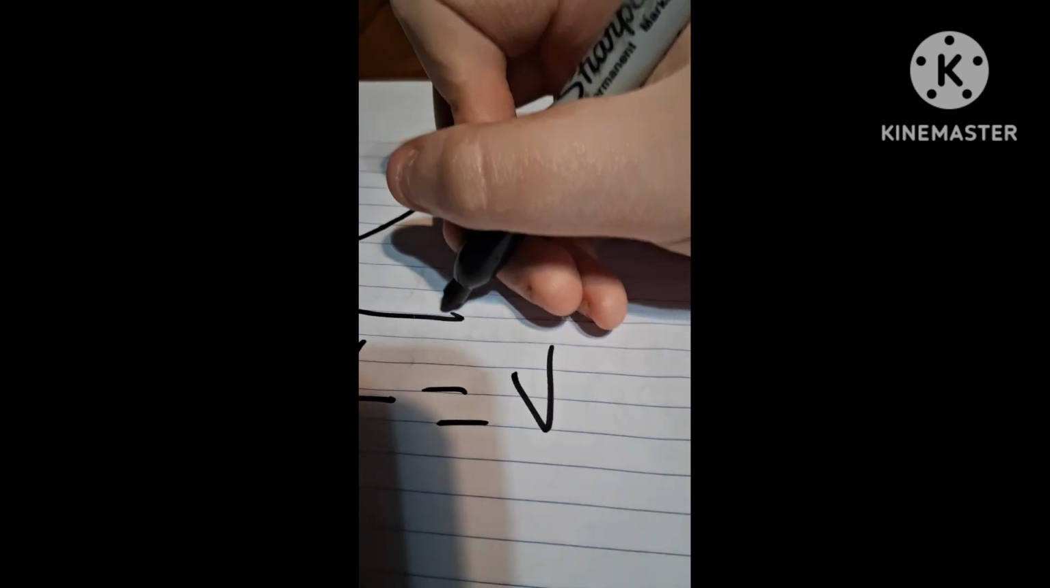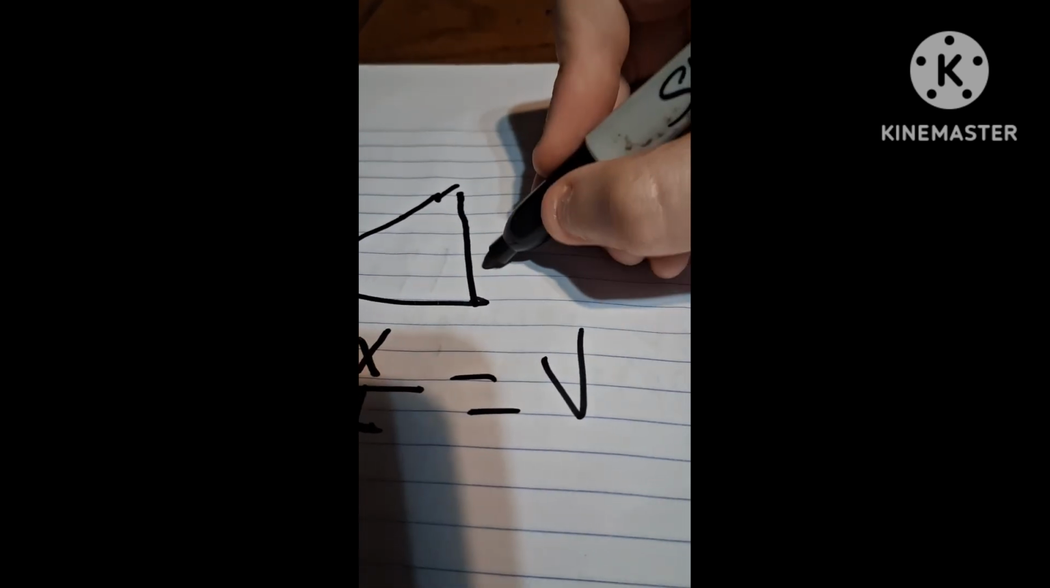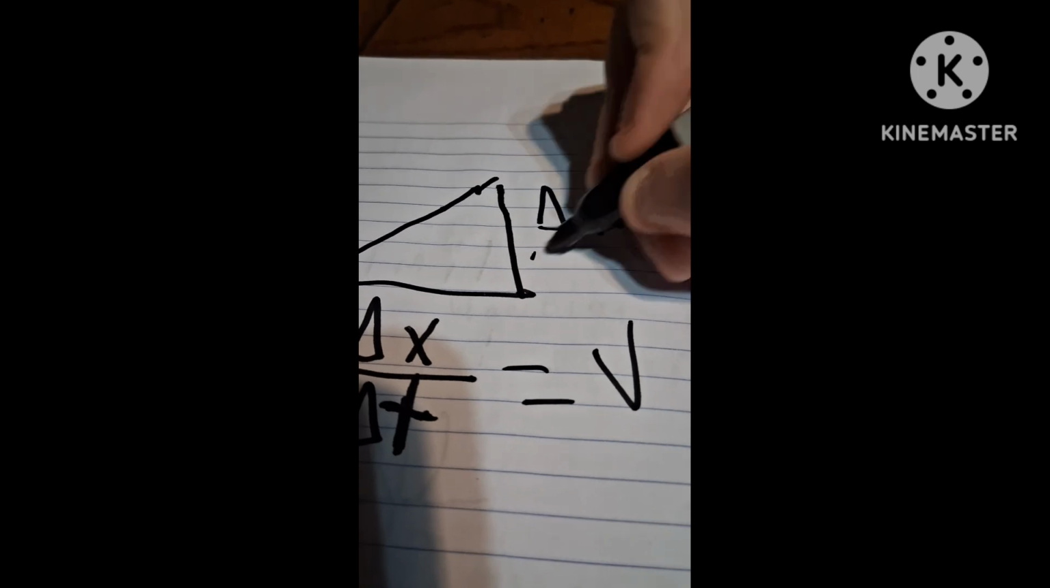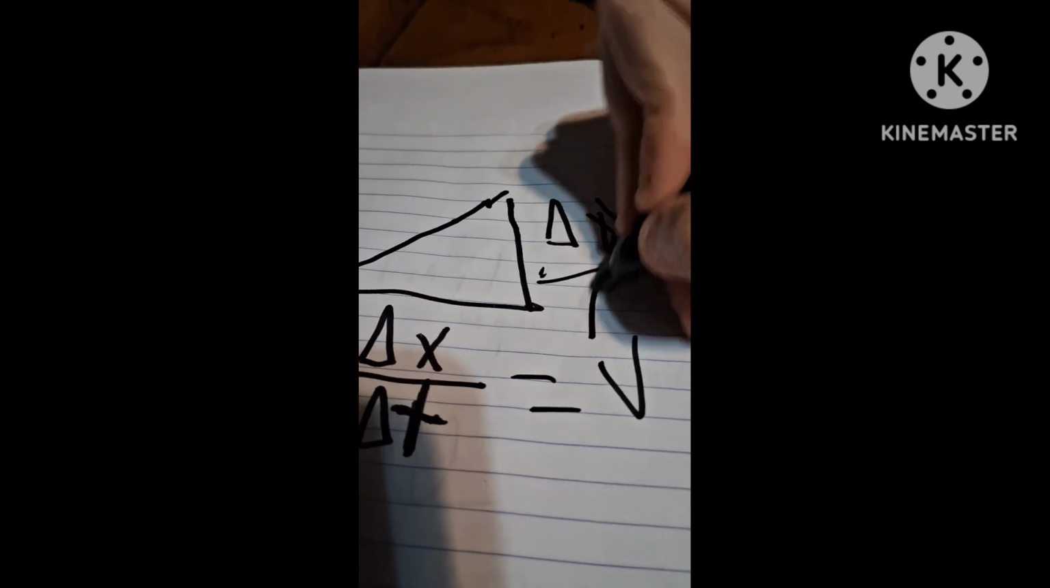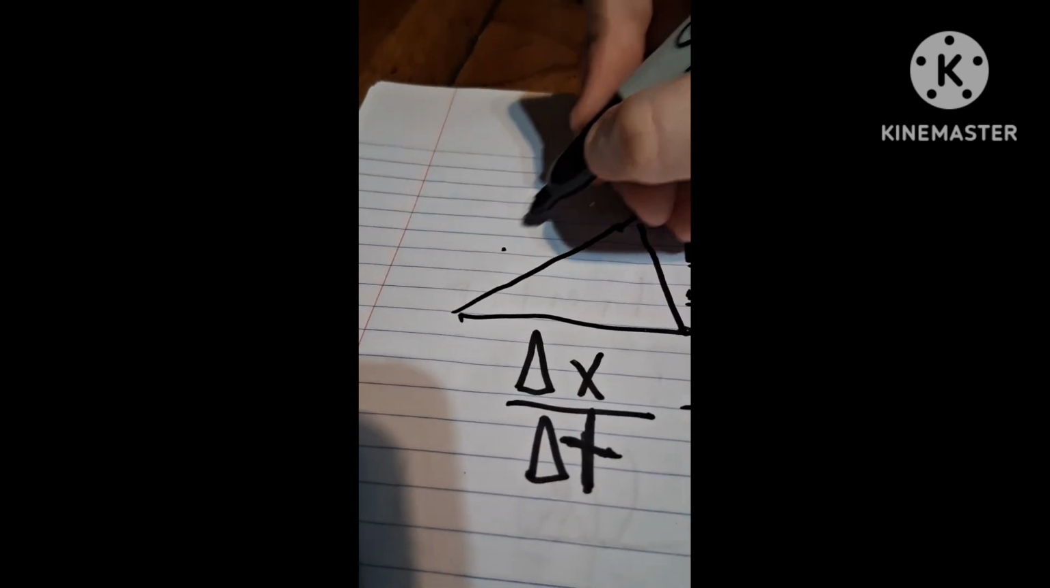And then we have it over that same thing. So we just have delta y over delta time. So it has a velocity for x and a velocity for y. It's right here.